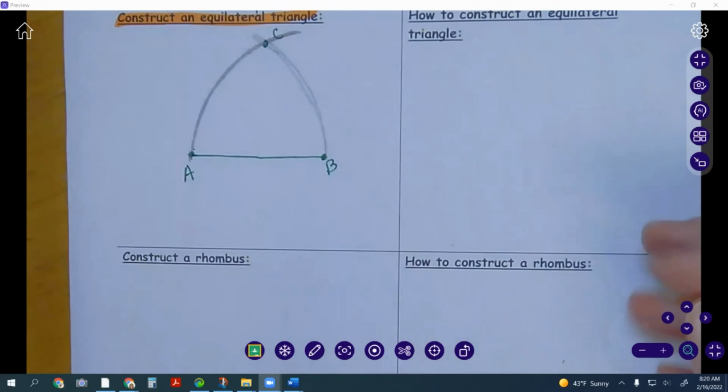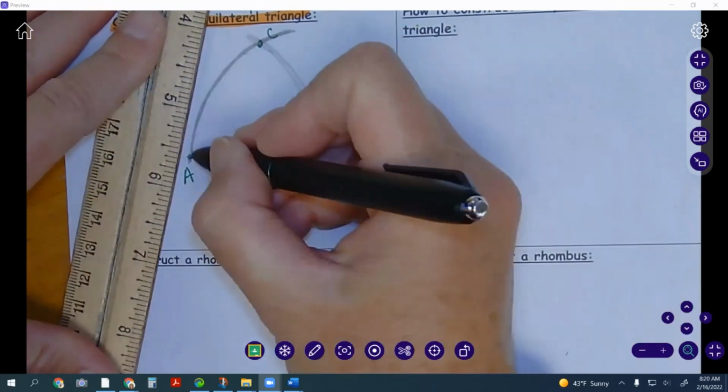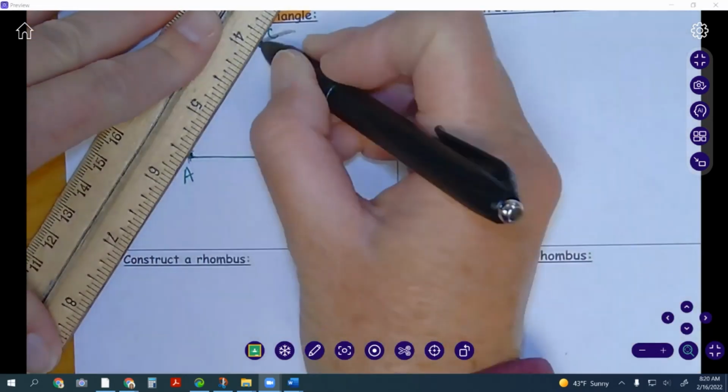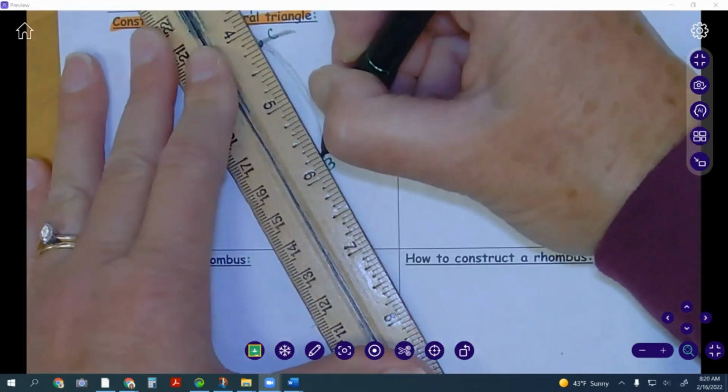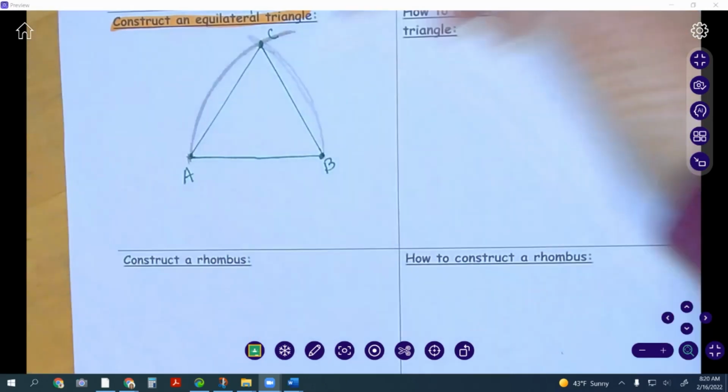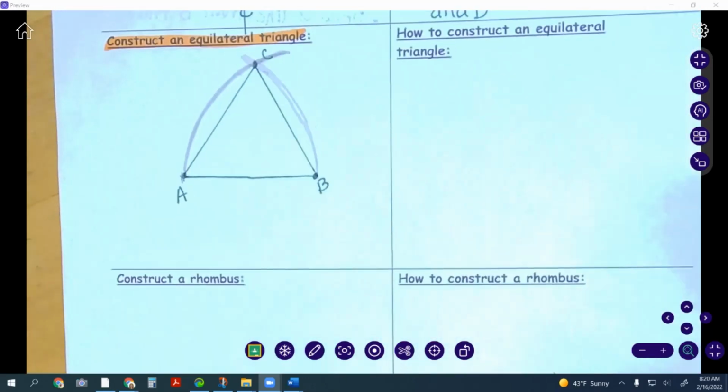So then I'm going to connect from A to C and from B to C. And there's my equilateral triangle.